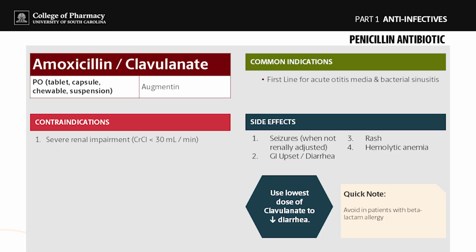Amoxicillin Clavulanate. Well, what they've done with this drug is Amoxicillin, and they've added something to it. Clavulanate, which is a good thing. It's important because it's also first line for otitis media and bacterial sinusitis. The brand name of Amoxicillin Clavulanate is Augmentin, and it comes in a tablet, capsule, chewable, and a suspension. And here again, we have seizures when not renally adjusted, stomach upset, diarrhea, rash, and hemolytic anemia. Clavulanate can actually precipitate more diarrhea than the plain amoxicillin, so we're trying to use the lowest dose of clavulanate in order to decrease that diarrhea, which can be very annoying.